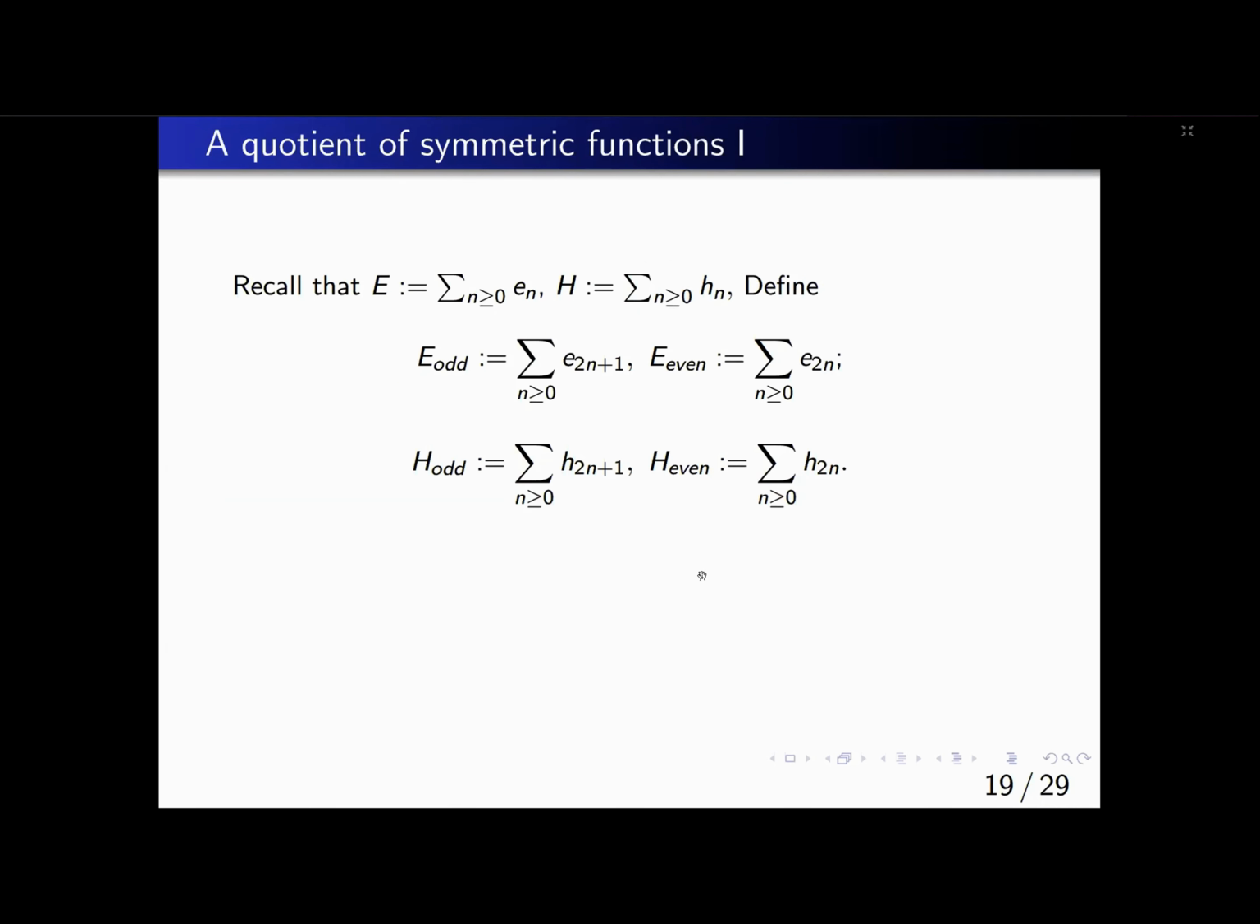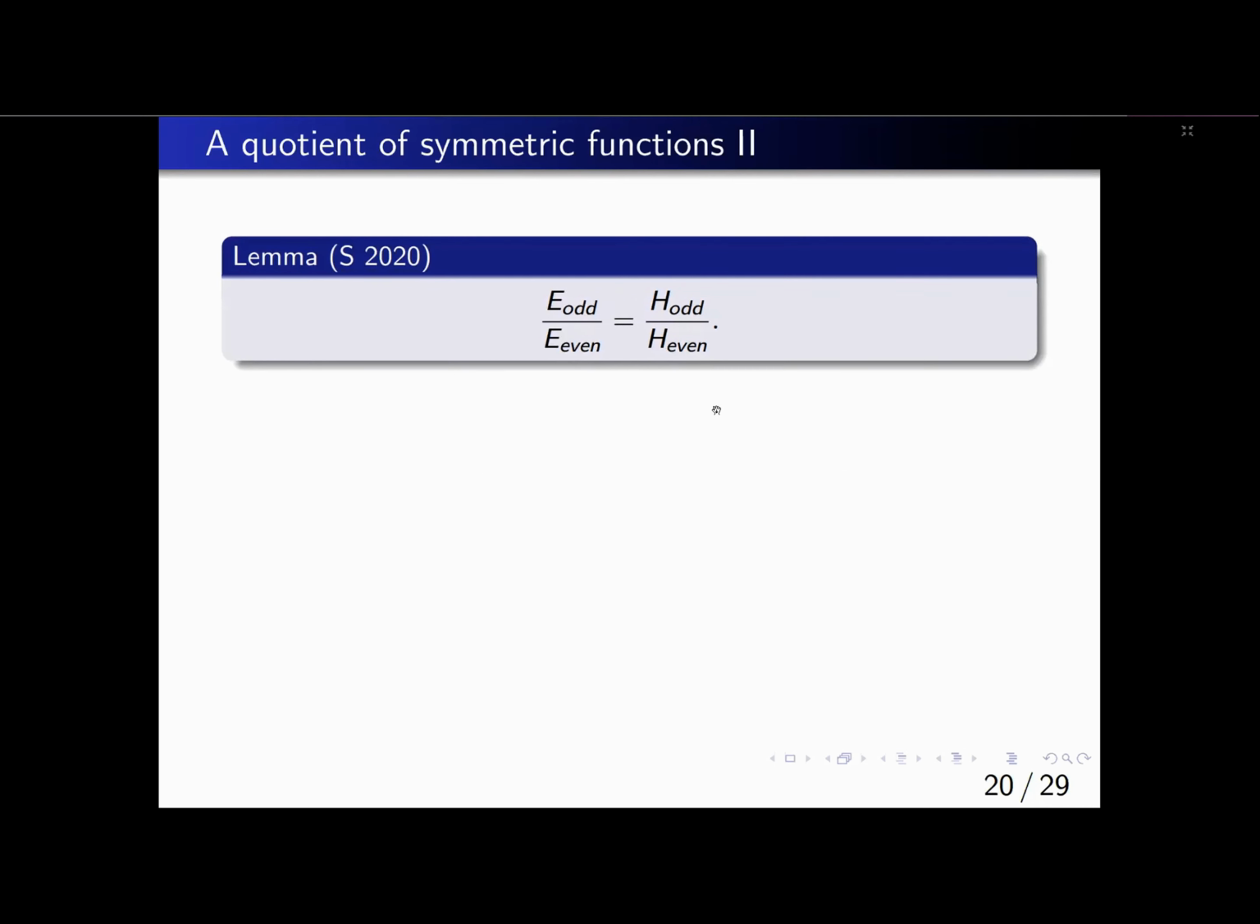Okay. So what I want to do next, going towards the main result of this talk, is I want to take the E series and the H series and split them up into odd and even parts and do something possibly a little bit strange. I want to divide them. So I take the odd elementary symmetric functions and divide by the even ones. The same thing for the homogeneous symmetric functions. Well, it turns out it's not hard to show these two things are actually exactly the same. I'm sure this was known. I just don't know where it is. It's not hard to prove, like I said.